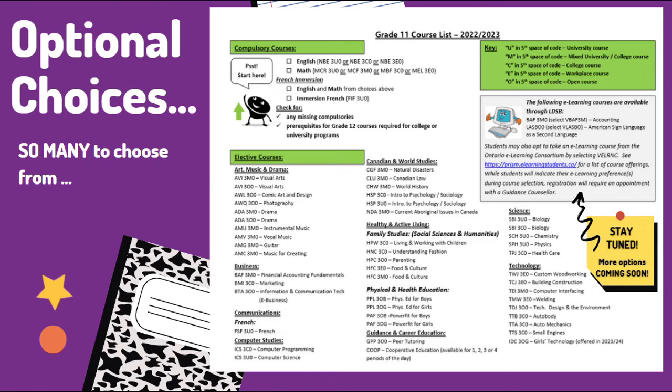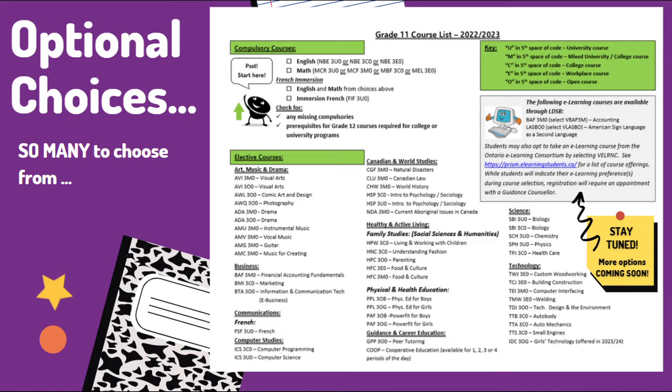3. Are there any expanded opportunities for learning that you'd like to explore, like a co-op, an e-learning course, or a specialist high skills major program? If you need more information about any of these opportunities, stop by to chat with a counselor. 4. Remember, there are more online course selection options coming soon, hopefully by the end of next week. We'll get you an updated course list as soon as we have that information available.